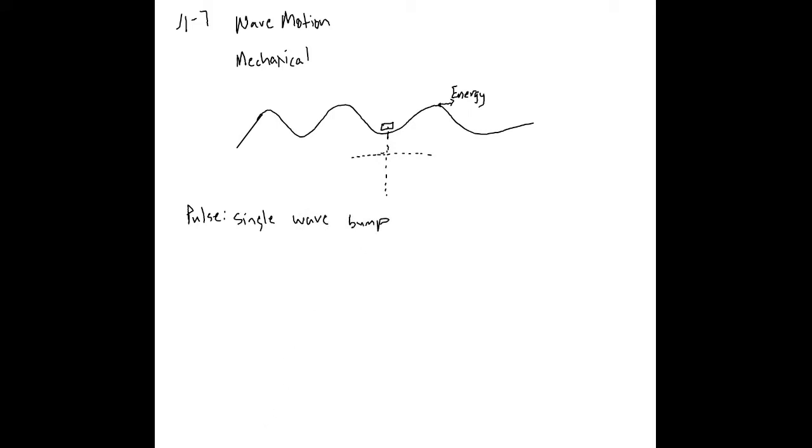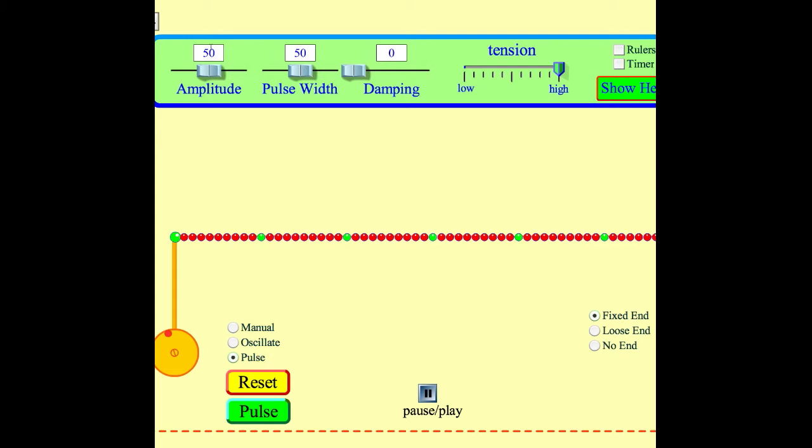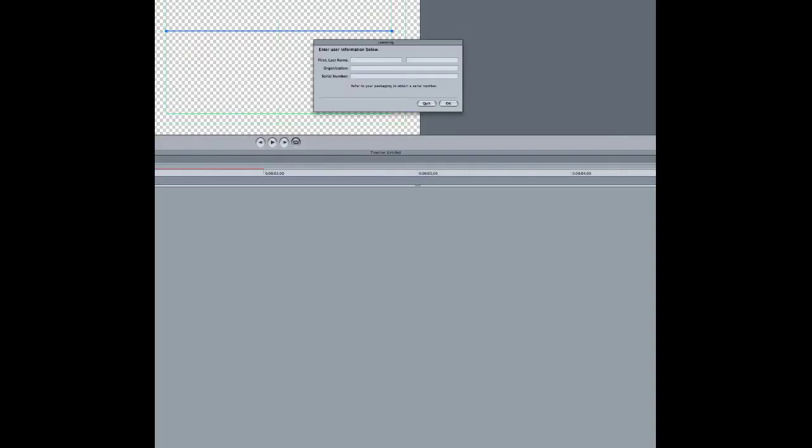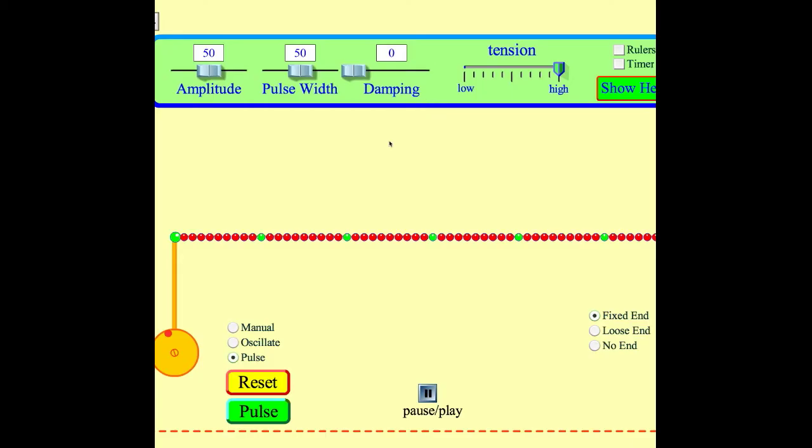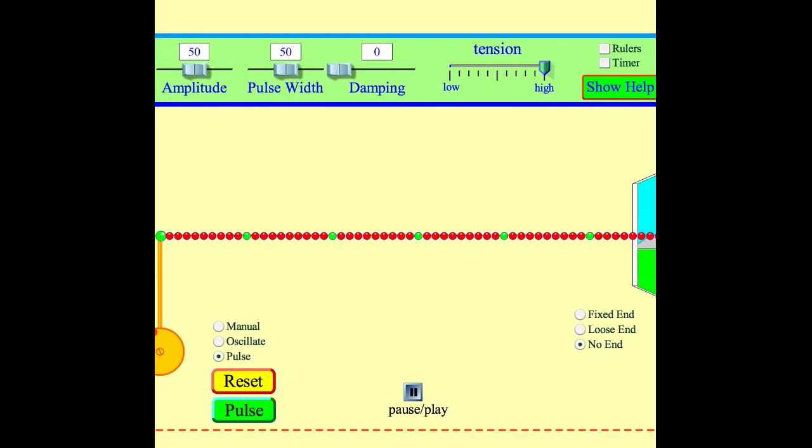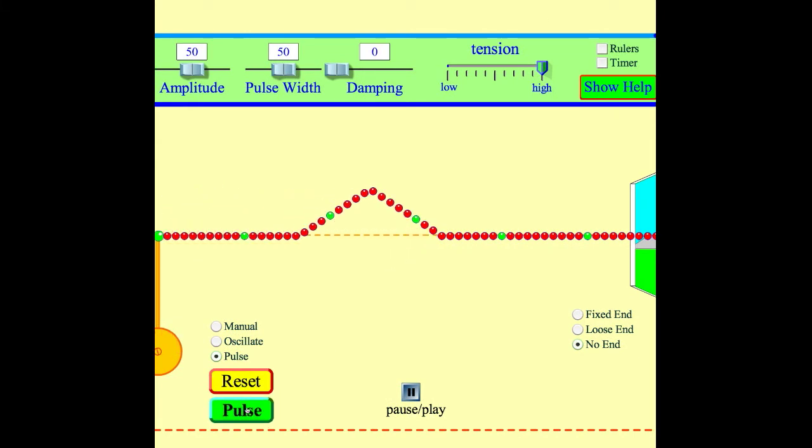Okay, so let's look at our demo here. Did I start this? Yes, I did. Dang it. This is going to bob up and down real quick, and I'm going to change my end over here. Instead of fixed end, I'm going to make it no end. You guys can't see it, but I've got a little window over there. So, pulse, and it's gone. A single wave bump. So let's pulse, and then let's pause that.